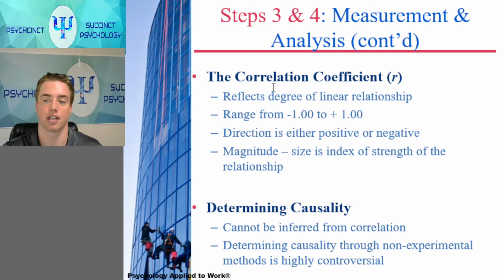We have the correlation coefficient, or R. It reflects the degree of linear relationship, ranging from -1 to +1. Direction is either positive or negative, but that doesn't mean that if you have a positive correlation, then it's good, and negative correlation is bad. It just means that if it's positive, it's closer to 1, and if it's on a graph, it's going up. Negative is closer to -1. If it's on a graph, it's going down. So positive up, negative down.